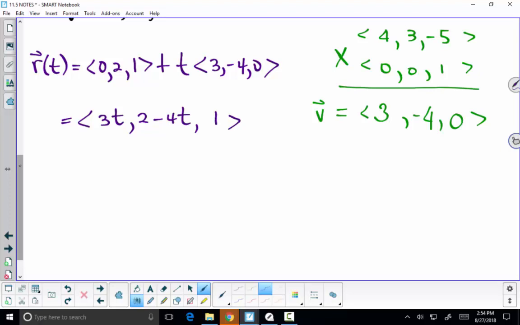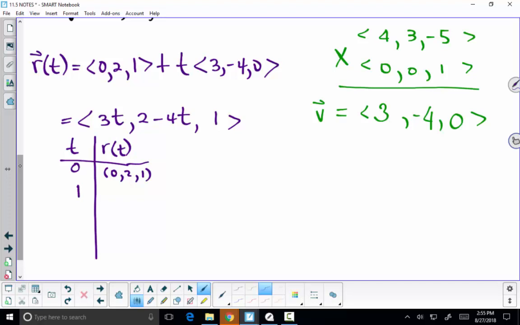So that is our line right there. Let's plug in some t values, and make sure you're thinking of this correctly. Plug in t equals 0, you get 0, 2, 1, which is what you would expect to get. That's the r naught, 0, 2, 1. It corresponds to the origin of the line.